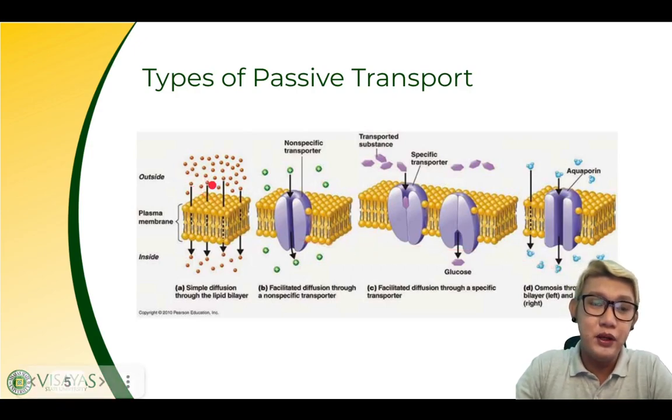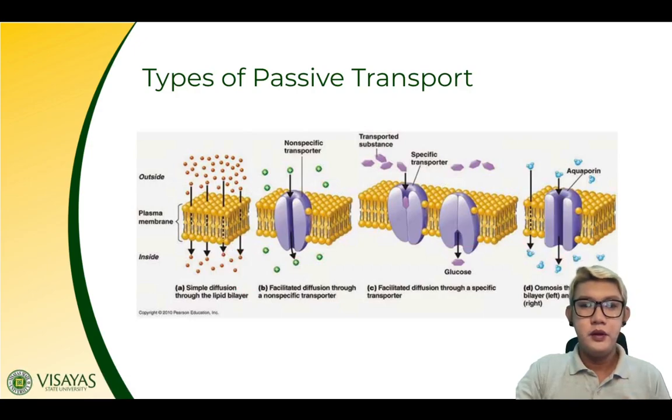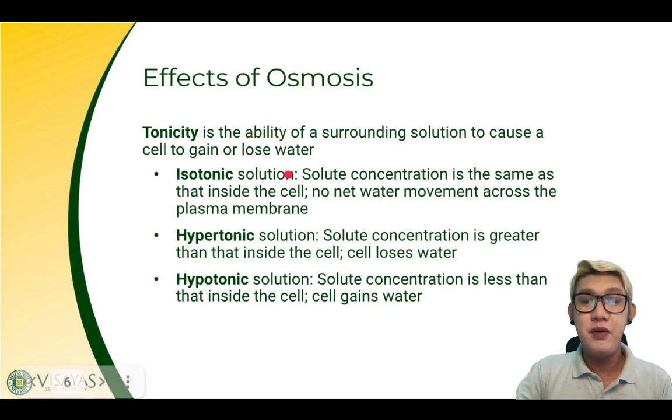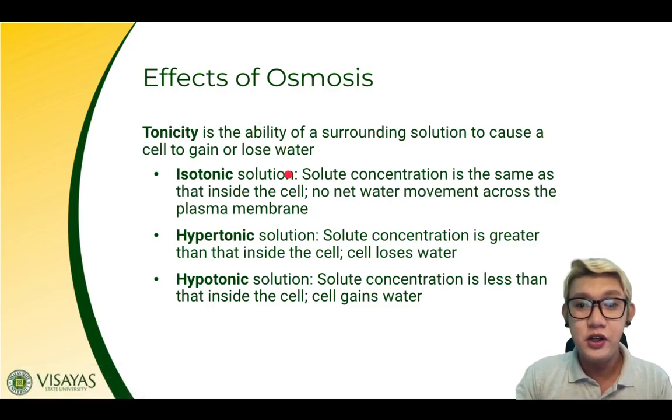So say for example, this is solute. With high concentration outside, that means there is less concentration of water. With low concentration of solute inside, that means there is high concentration of water inside. Now with this effect of osmosis, we identified tonicities. Tonicity is the ability of a surrounding solution to cause a cell to gain or lose water.